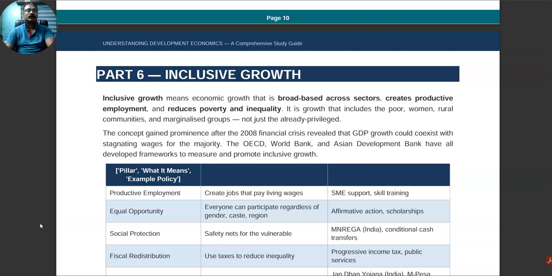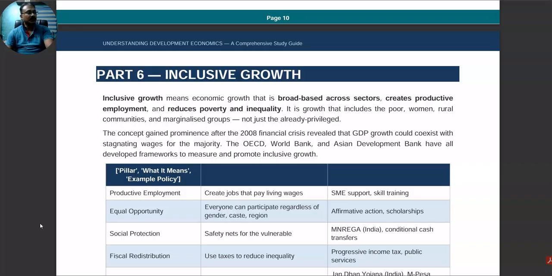Today we are trying to explain the third part of the understanding development economics lecture series. Today's topic is inclusive growth, its concept, its dimensions, descriptions, and policy related matters.